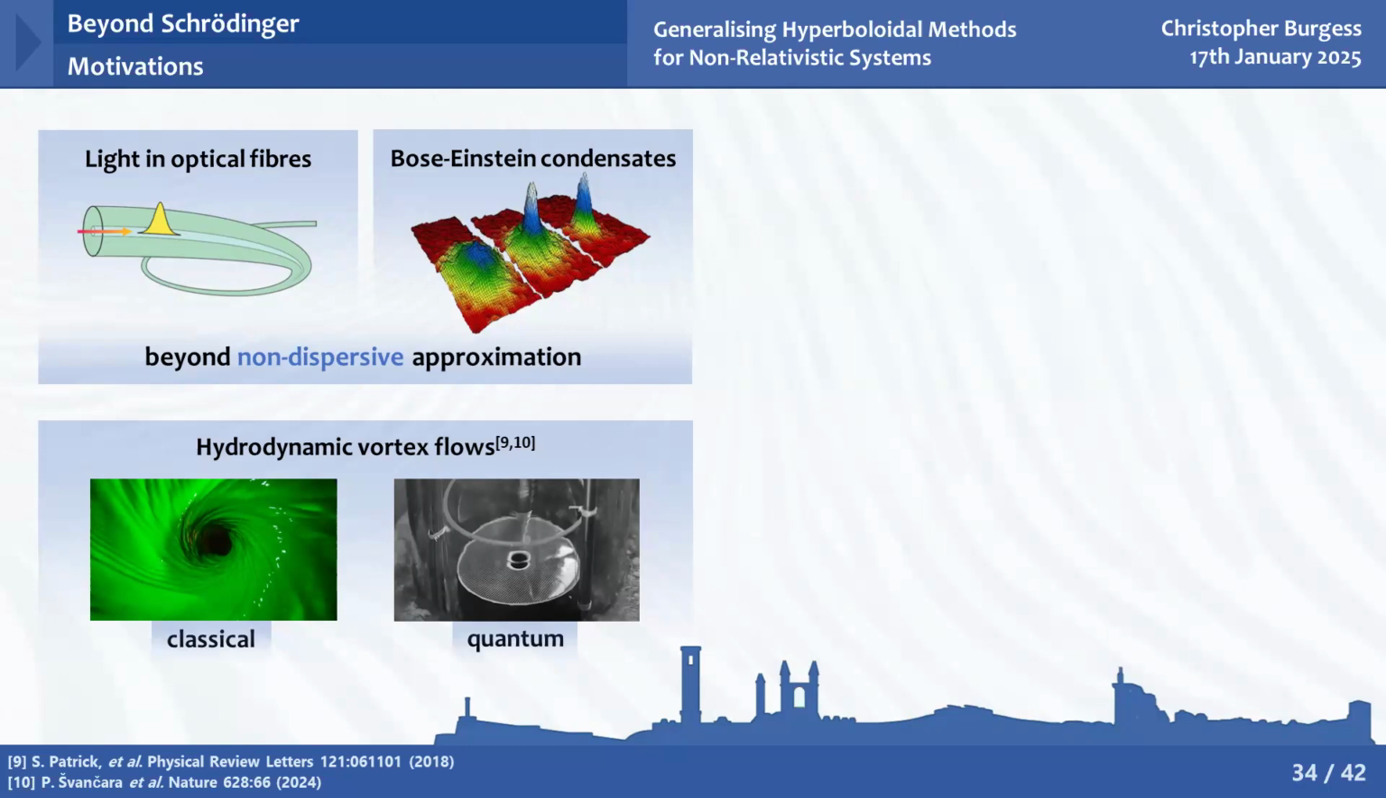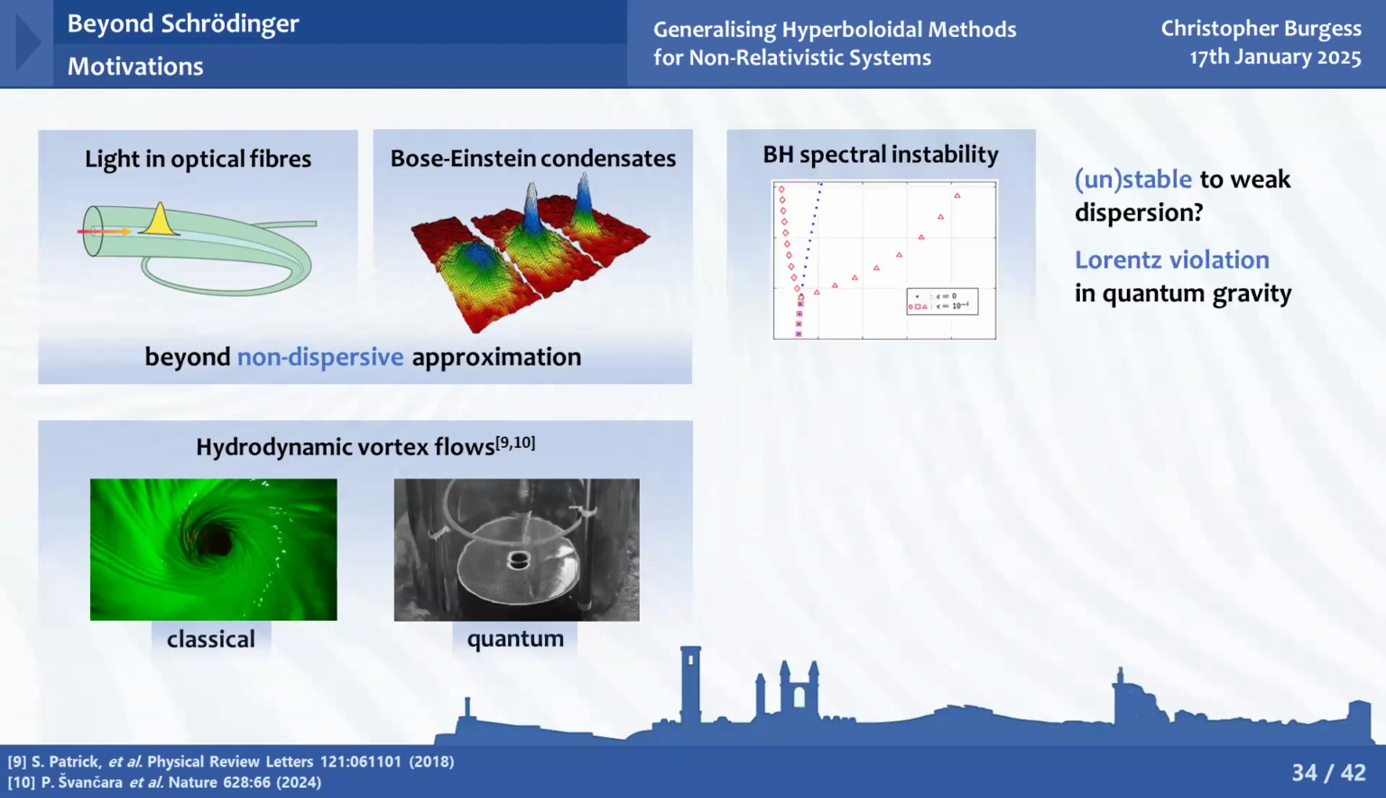Silke Weinfurtner's group in Nottingham has done work on classical bathtub vortex flows, where they've looked at QNMs and extracted them. And then more recently, they had a nice paper in Nature where they were looking at quantum vortex flow in liquid helium. And again, this was fundamentally dispersive. So treatments of fundamentally dispersive systems would be needed there.